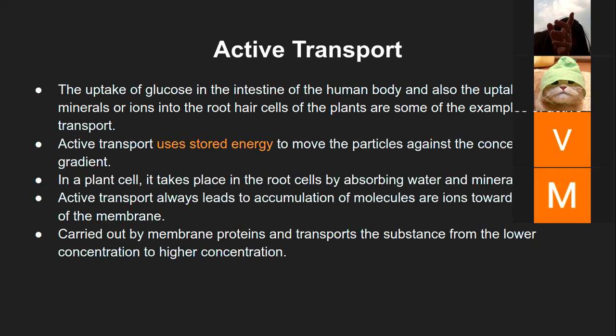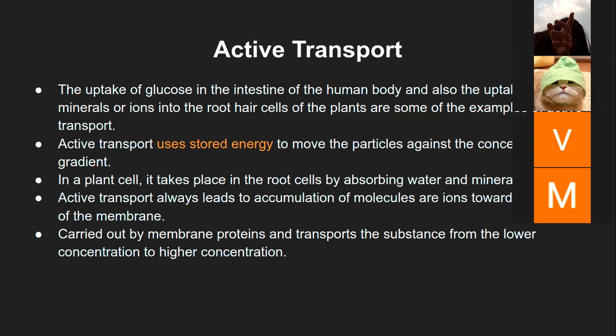So what is the difference between uptake and intake? Uptake and intake is the same. Like if I say I am uptaking the food or I am intaking the food or I am eating the food, it's all the same because I'm putting it inside my body.